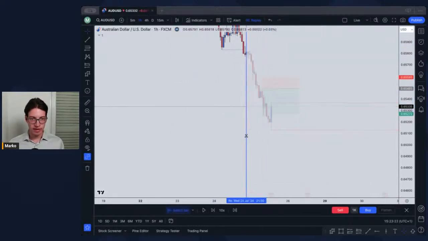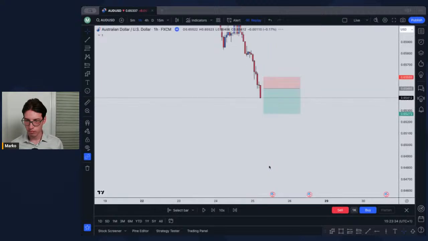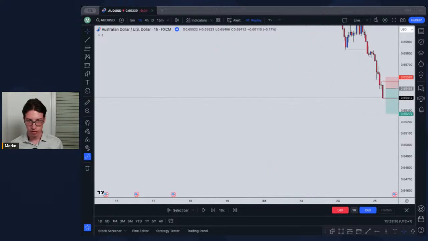So scale-in right here. If TradingView will load, looks like we have a connection problem, maybe. No. Yeah, no worries, Robert. No worries. Thank you for the tip.